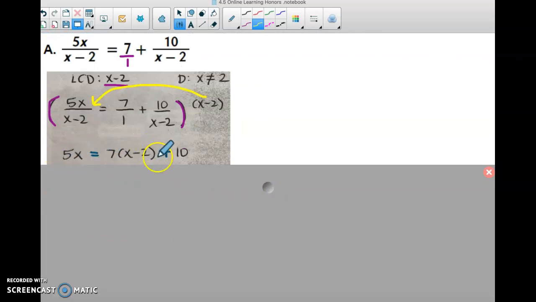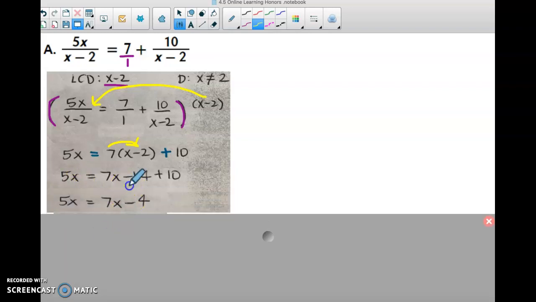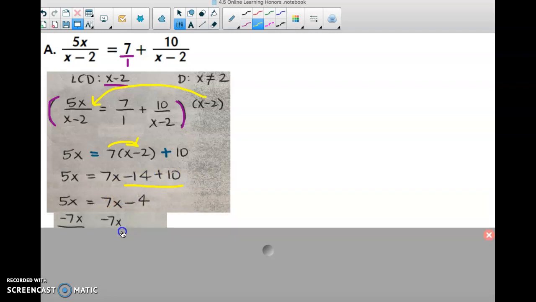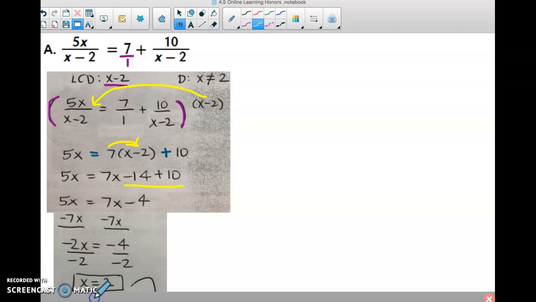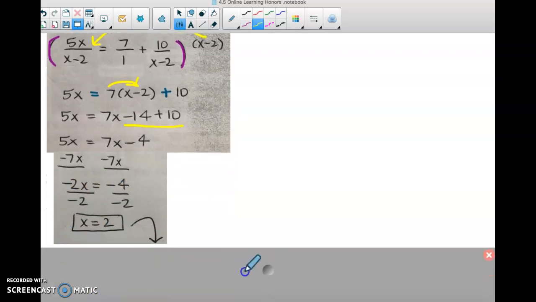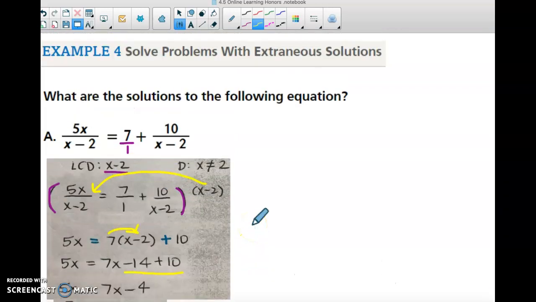How do I solve for x? First, I'll distribute this 7 to everything. So I'll have 7x minus 14 plus 10 equals my 5x. I'm going to combine like terms, so negative 14 plus 10 is negative 4. I'll get my x's together, so I subtract 7x on both sides, which gives me negative 2x equals negative 4. Get that x alone by dividing by negative 2. x equals 2.